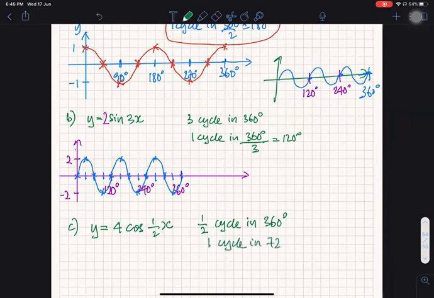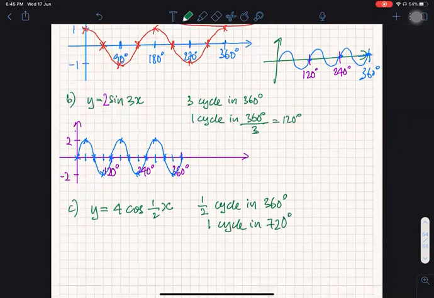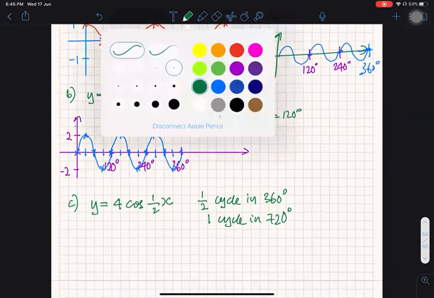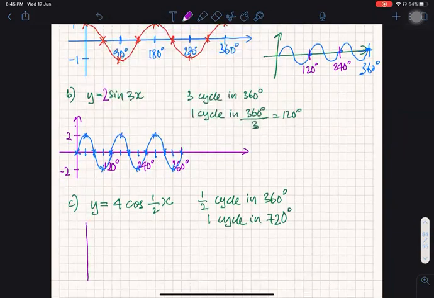So 1 cycle in 720, because you bring the 2 over. So you times it. So now we draw the same thing. Graph, straight line, cut into half. Okay. Now 4, that means you just put 4 and -4 as your amplitude. Amplitude is the easiest thing.